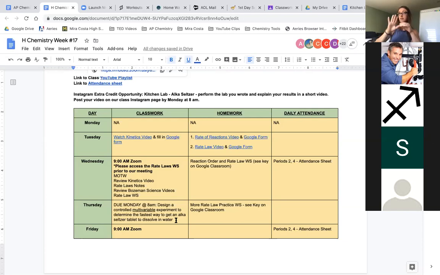Let's see, what am I missing? Temperature, volume, catalyst, surface area. Uh-oh, what am I missing? Oh, concentration. You can increase the concentration of one of your reactants, okay?